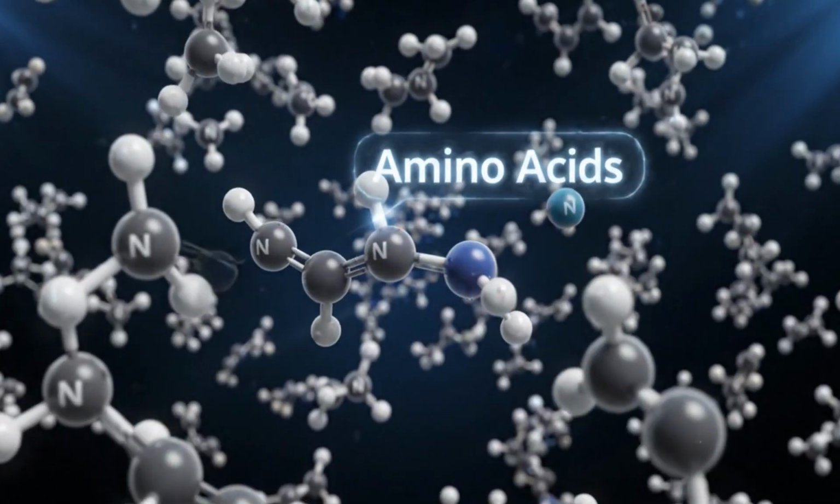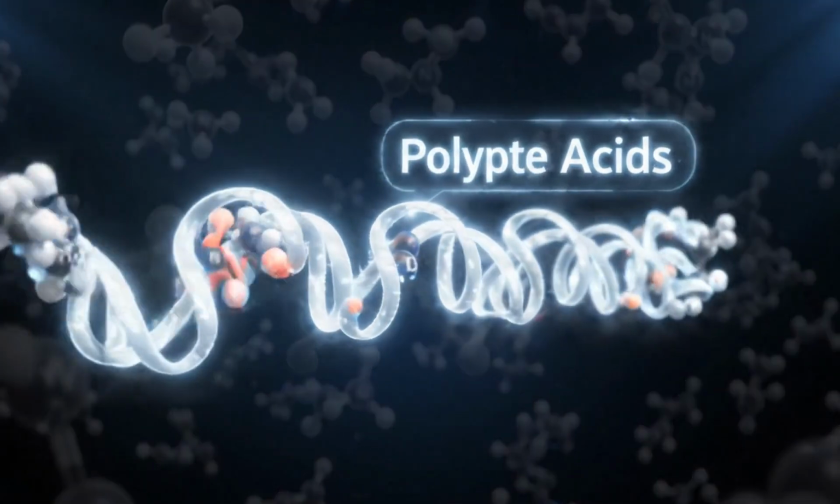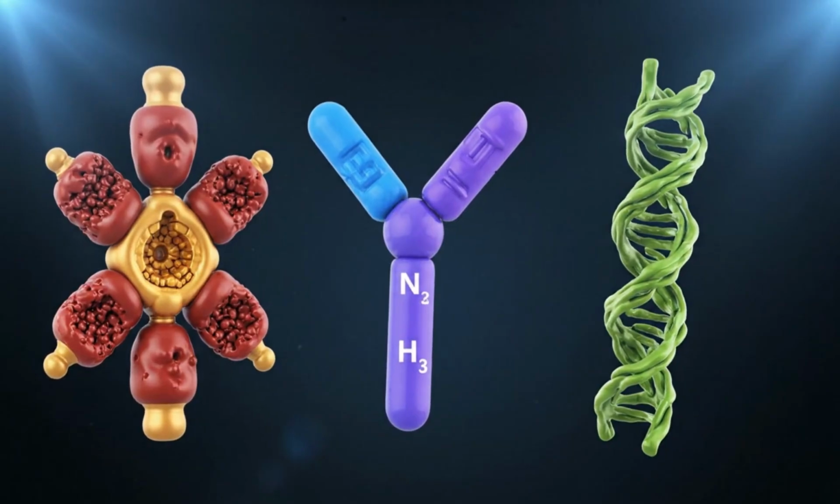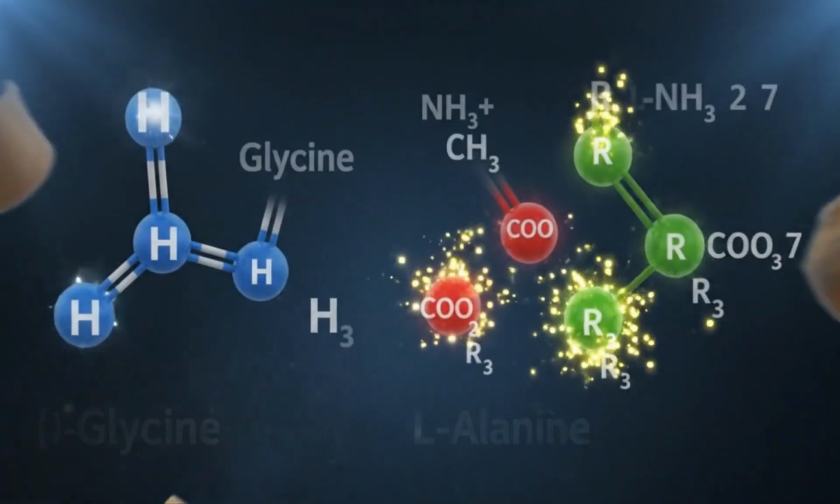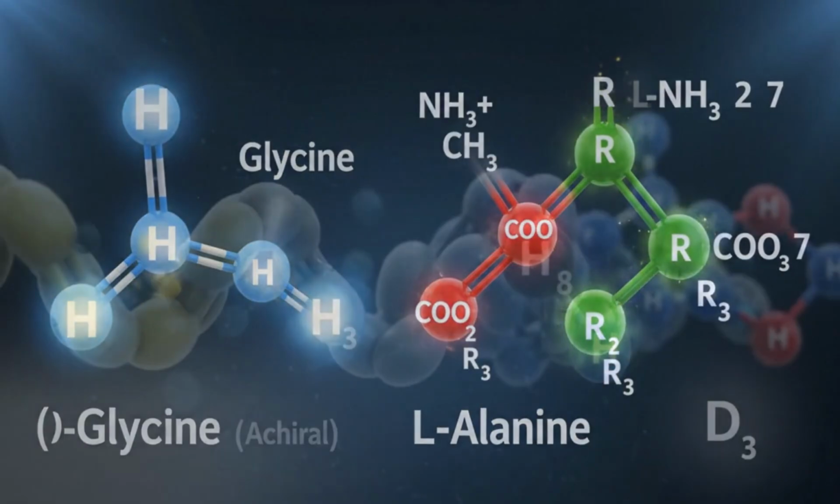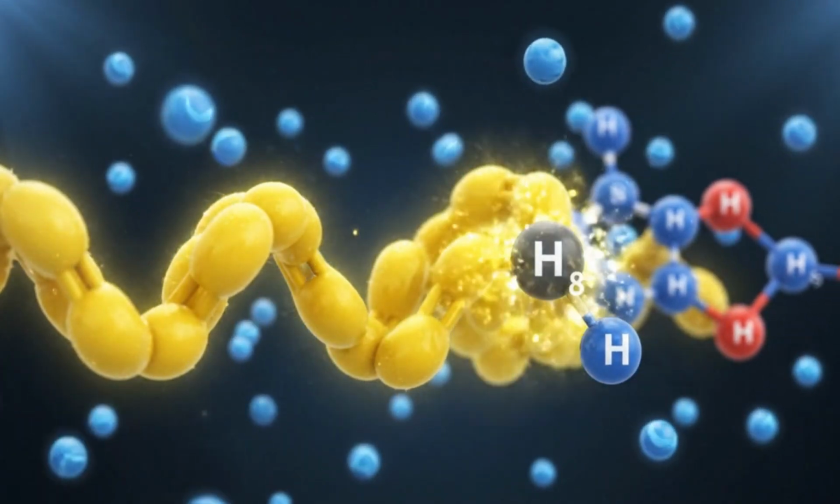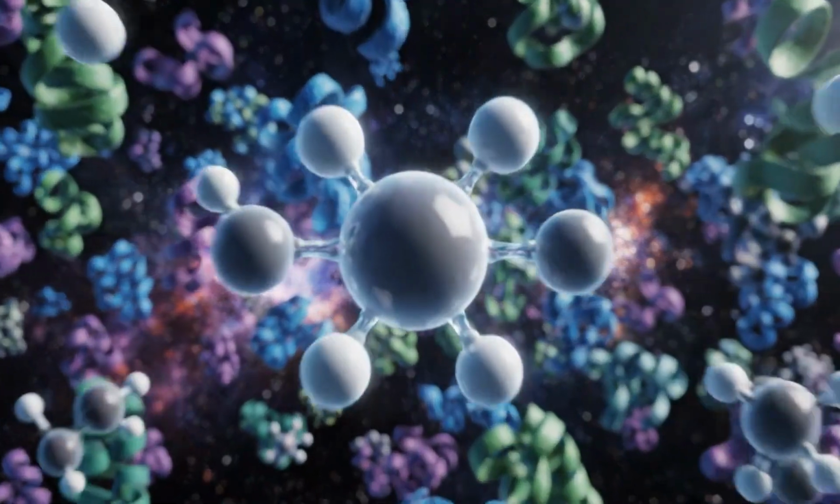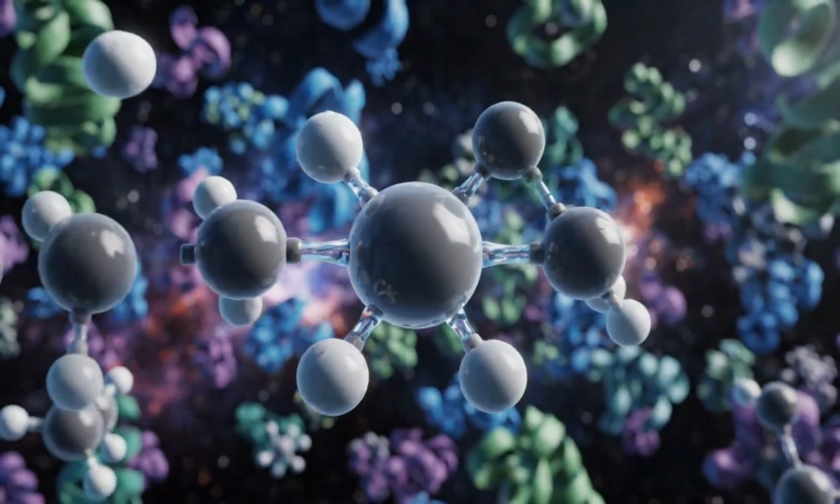Every protein in your body begins with a surprisingly small group of molecules, amino acids. What makes one protein an enzyme, another an antibody, and another a structural fiber? The answer begins with just 20 standard amino acids. Every protein in your body begins with amino acids, the fundamental building blocks of proteins.